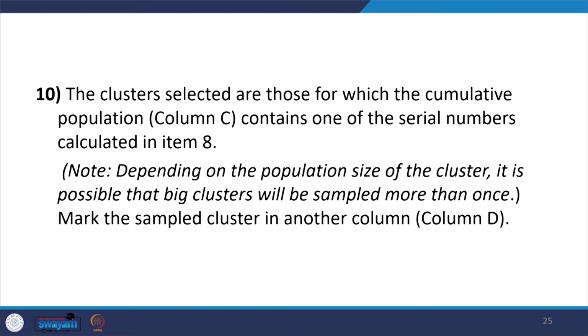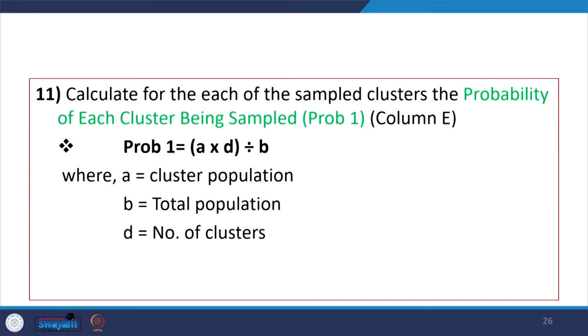Finally, the clusters selected are those for which the cumulative population contains one of the serial numbers calculated in item number 8. Depending on the population size of the cluster, it is possible that a cluster will be sampled more than once, okay, and mark the sampled cluster in another column. Then we calculate, for each of the sampled clusters, the probability of each cluster being sampled, that is probability 1, which we can point out in column E about the probability.